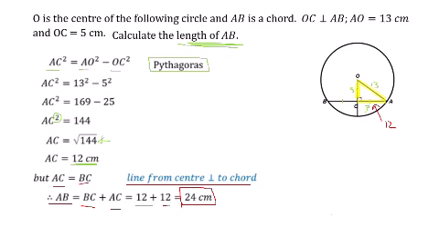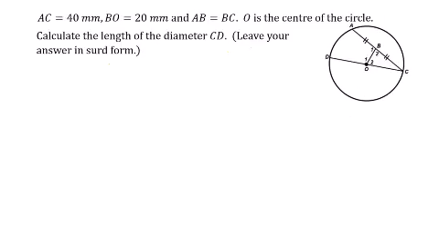So this is how we're going to solve for this question. AC is equal to 40 centimeters, BO is equal to 20 centimeters, and AB is equal to BC. And O is the center of a circle. Calculate the length of the diameter CD and leave your answer in surd form. So let's look at the diagram in detail.